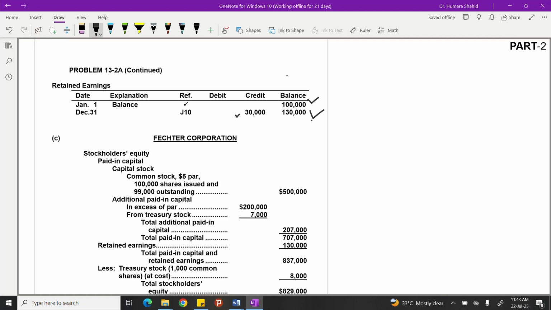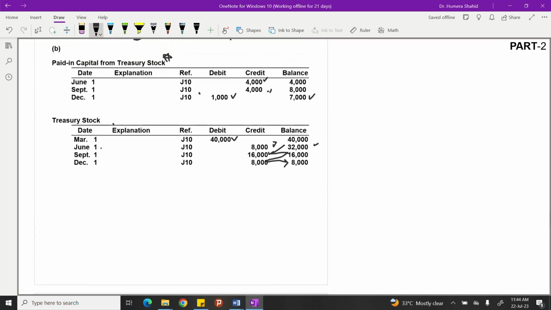If an account is not changed, then the same balance will be taken. In the stockholders' equity section, paid in capital and retained earnings are the two key accounts. In paid in capital, we have capital stock and we have additional paid in capital. We do not have any information on preferred stock, only common stock, $5 par, 1,000 shares issued. If you remember, treasury stock is also there. So how much balance does treasury stock have now? It's here. Treasury stock has an ending balance of $8,000, right?